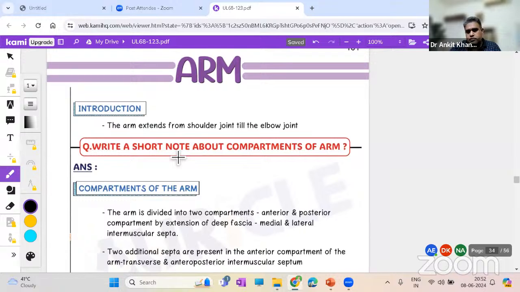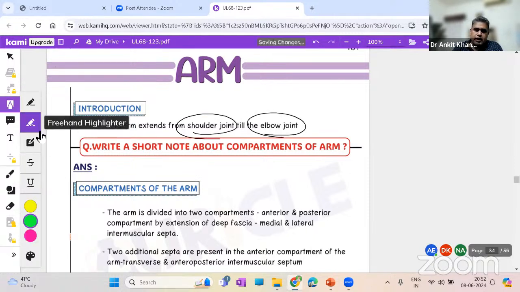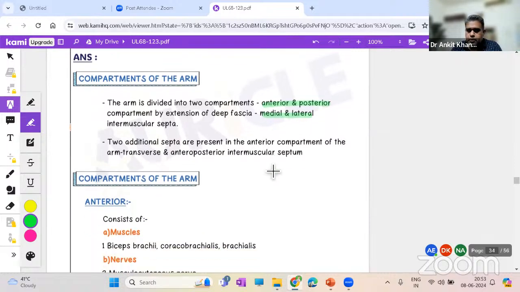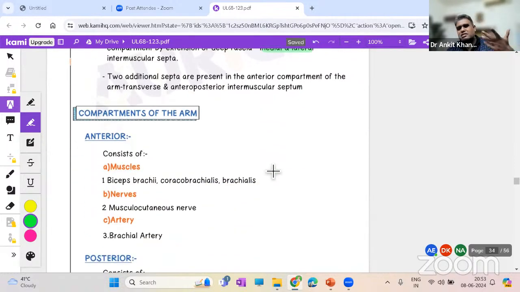Okay, the arm. We all know the arm has 2 compartments. First of all, from where to where is the arm? It is from the shoulder to the elbow joint. It has an anterior and a posterior compartment, and they have 2 intermuscular septa. Not many questions will come from the arm, but there can be viva questions, or they can simply ask you some muscles.